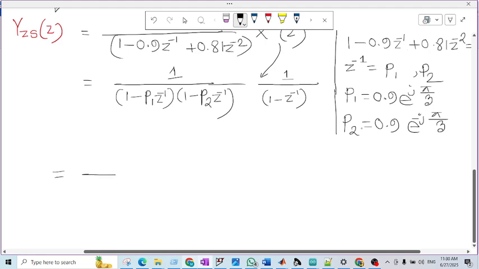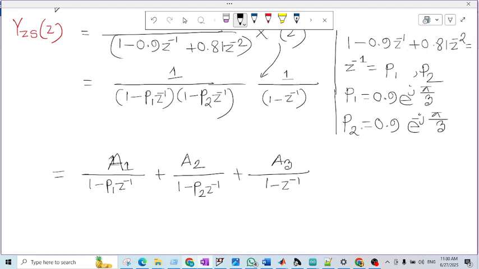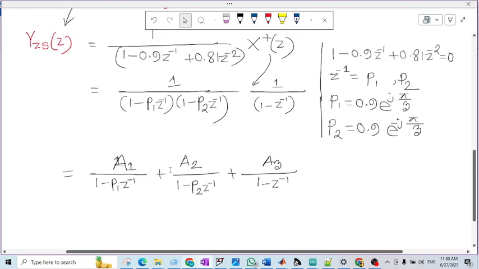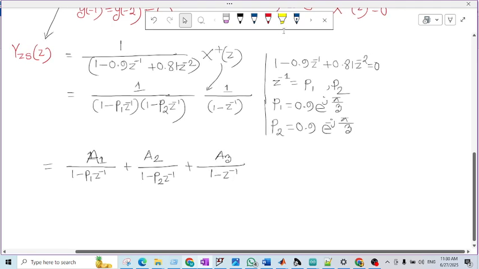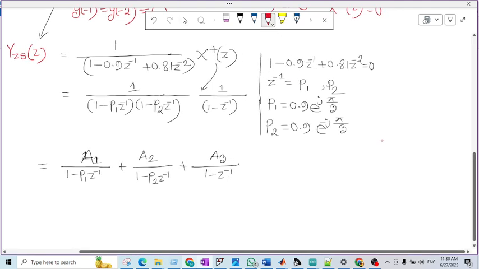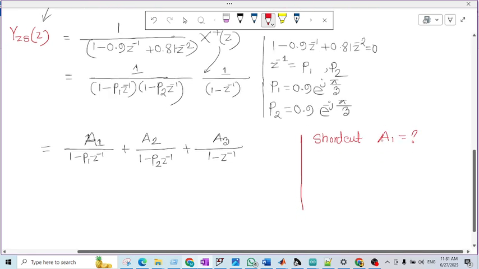That means I have to write a1 over 1 minus p1 z inverse 1, then a2 over 1 minus p2 z inverse 1. That means now I have to find the value of a1, a2 and a3, right? So you can find a1, a2, a3 with a lot of techniques, but I have a shortcut here to find a1, a2 and a3. Let me tell the shortcut here. First, let's try to find a1. Okay, so how can I do this?